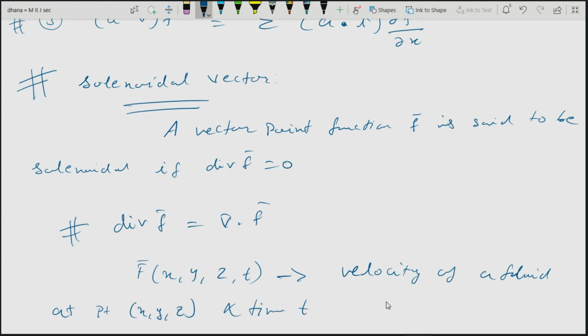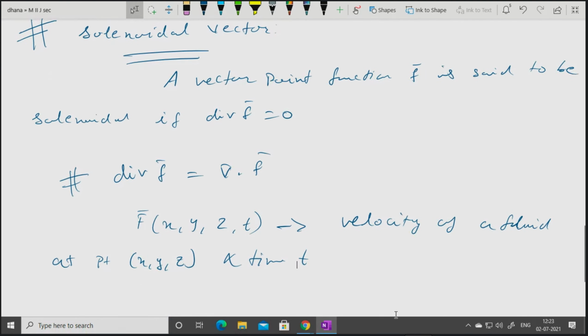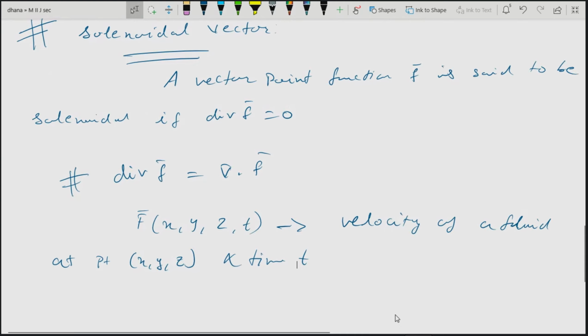While calculating divergence, time has no role. But when you talk about the velocity, then it depends on time. Now, to understand this divergence related to this fluid, you assume some small rectangular box within which you have a fluid. Some fluid is flowing inside. Now, what does this divergence mean?